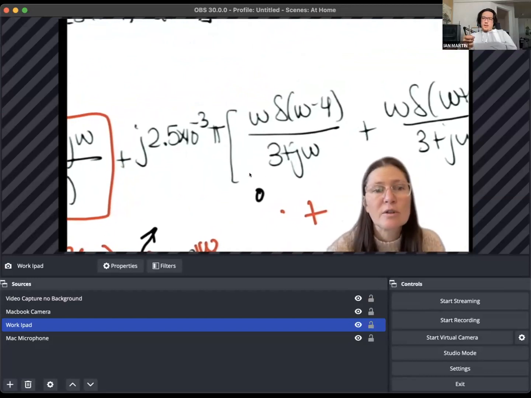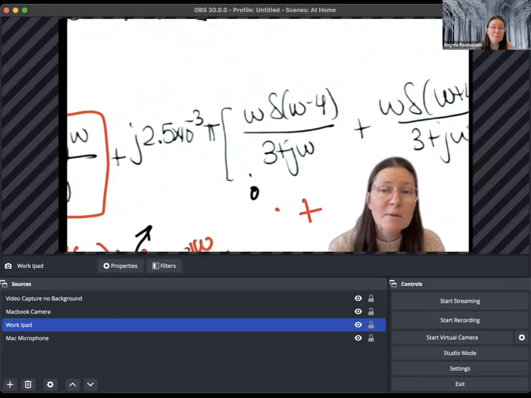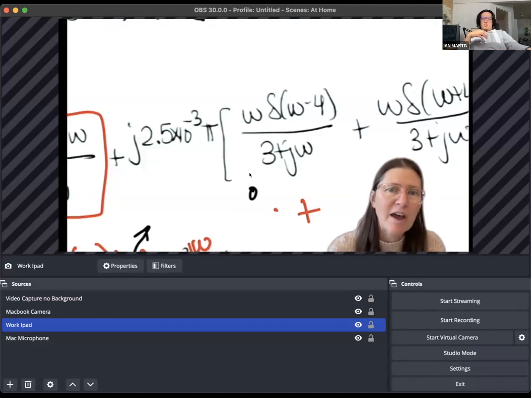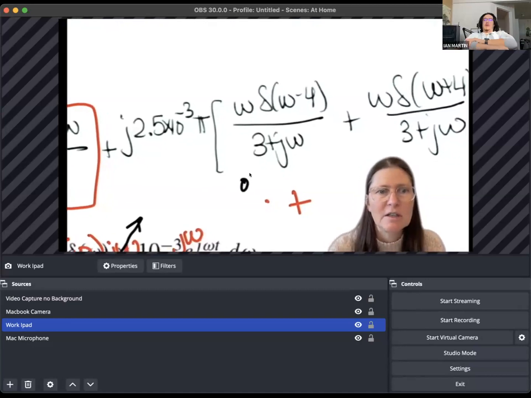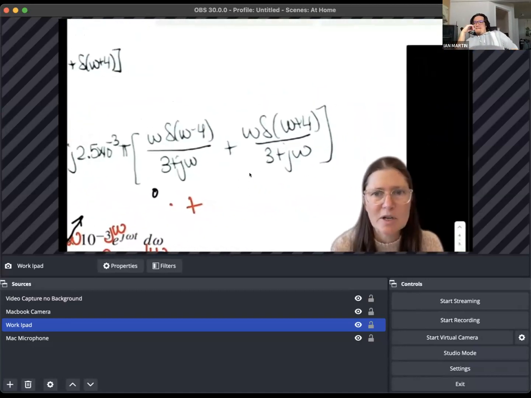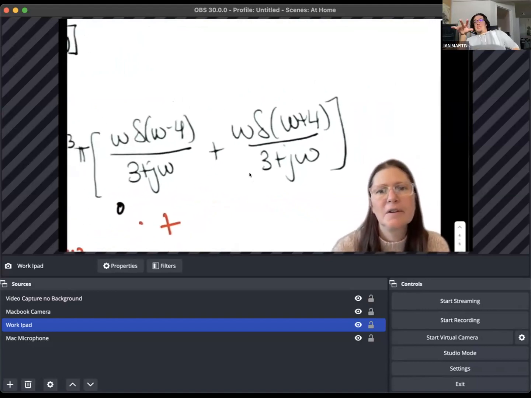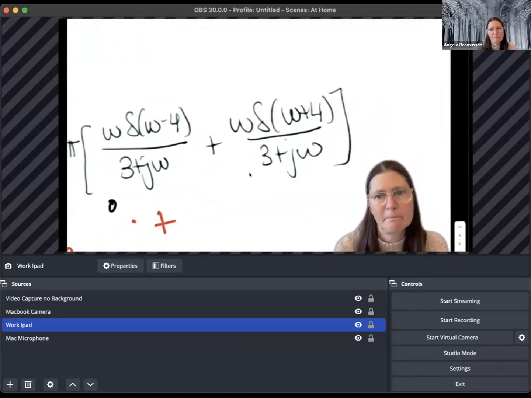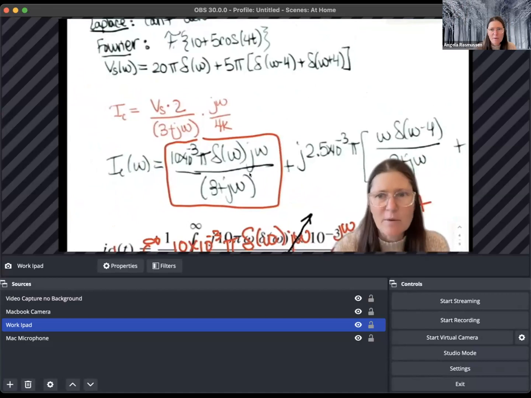And it's the omega in front of the delta that goes to 4, right? Not the omega on the inside? Correct. So the delta omega minus 4 will integrate to 1. But the omega in front of that goes to 4, and then the omega on the bottom goes to 4. And then this one will go to minus 4. Oh, so it changes because those two functions are shifted, therefore the omega is different. Yep. Whereas the one that's not shifted goes to 0. And so that's how that one will work.